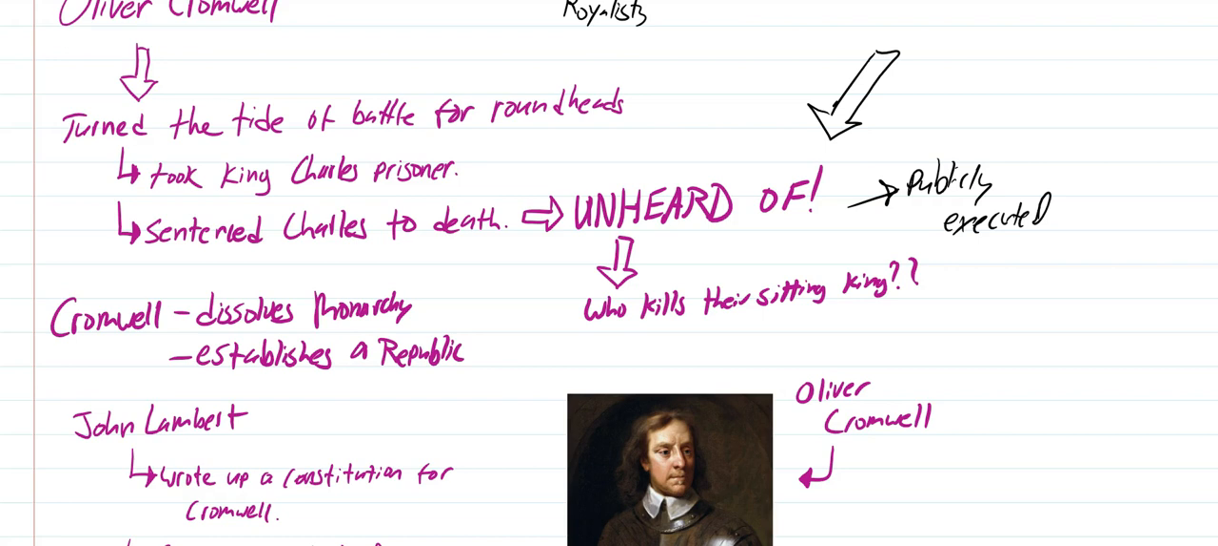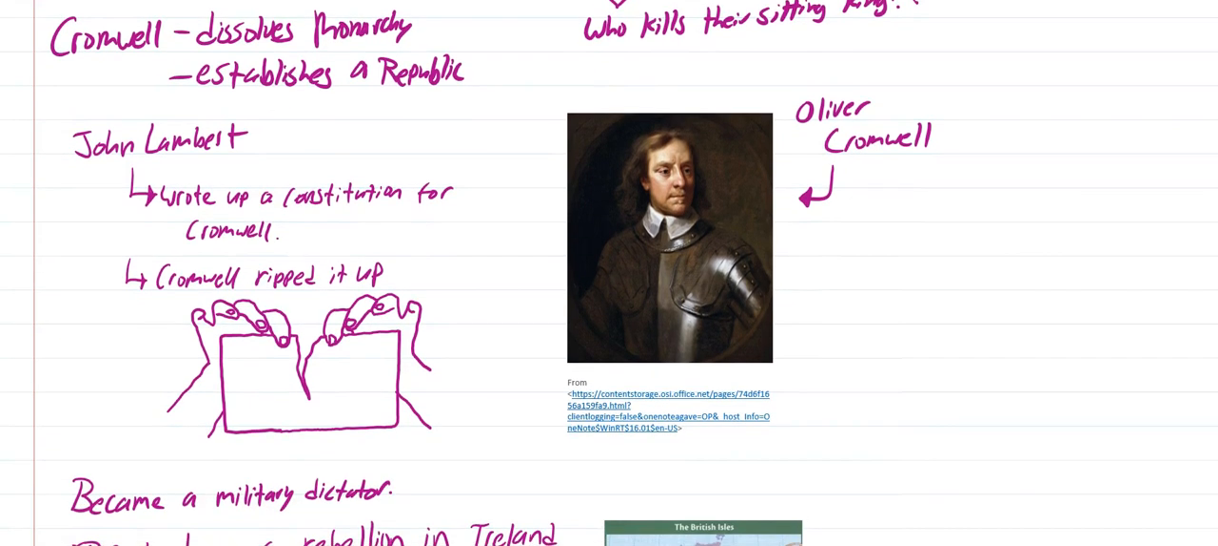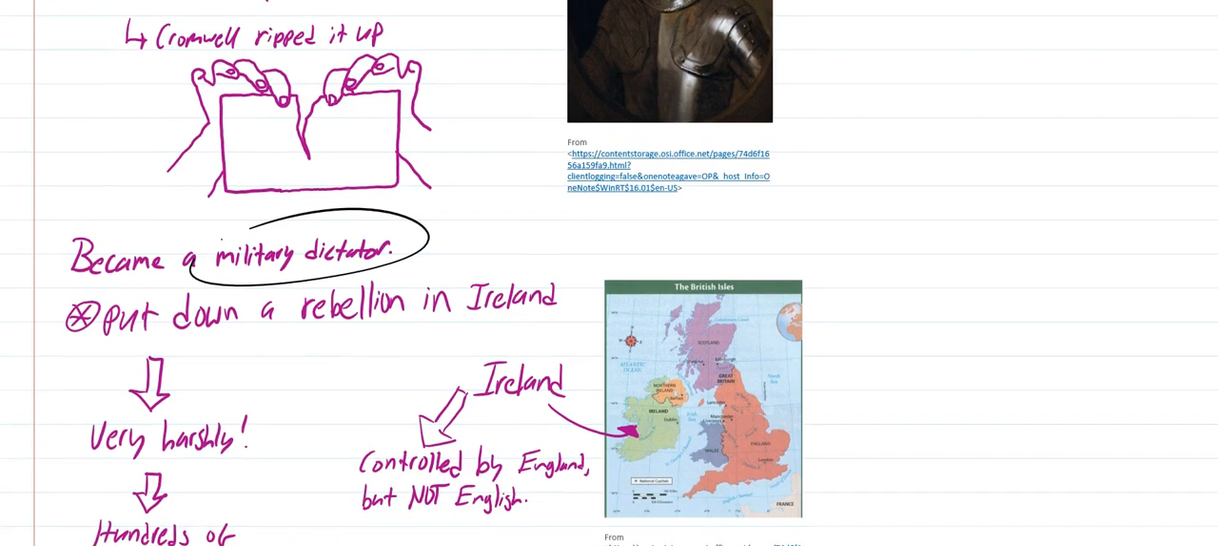This is crazy stuff. So once in power, once Charles is completely gone, he's dead, Cromwell ends up dissolving the monarchy, and he got rid of the House of Lords and established a republic, which he called a commonwealth. He also had an individual named John Lambert who wrote a constitution for Cromwell, but after a little while, Cromwell realized that this wasn't working for him. He ripped it up and established a military dictatorship, and basically didn't make the Republican Commonwealth that he had planned on doing to begin with.